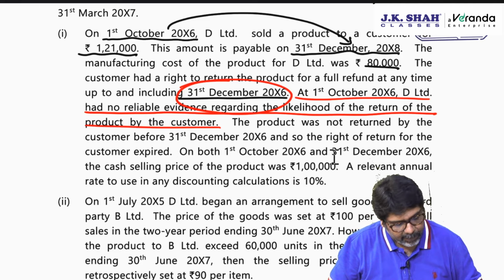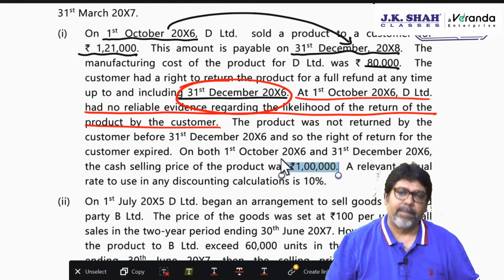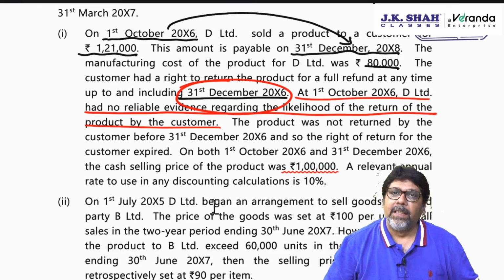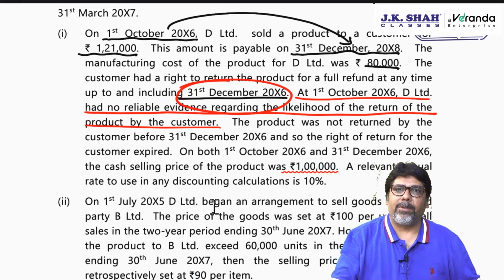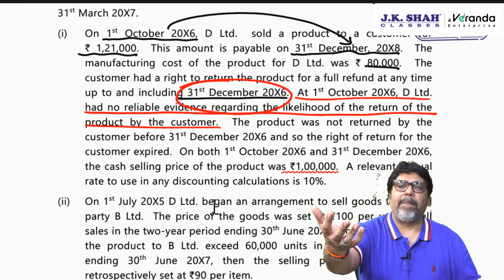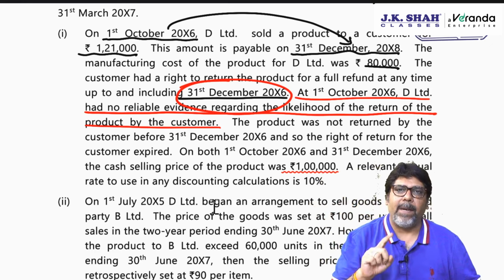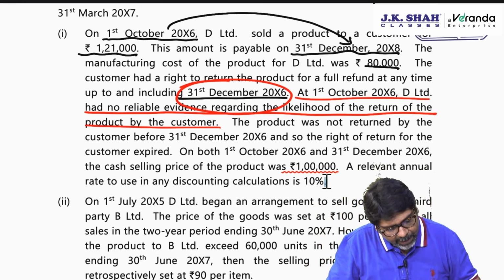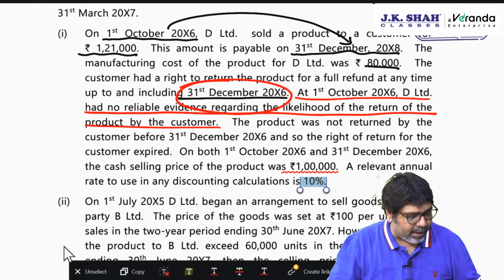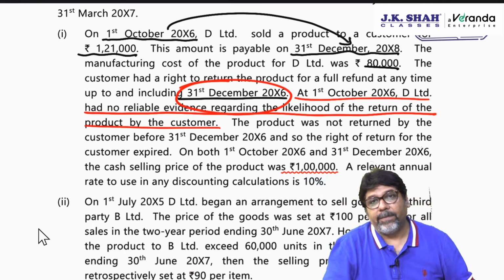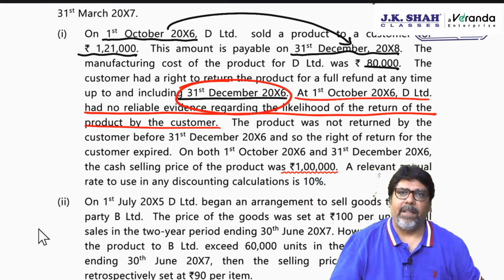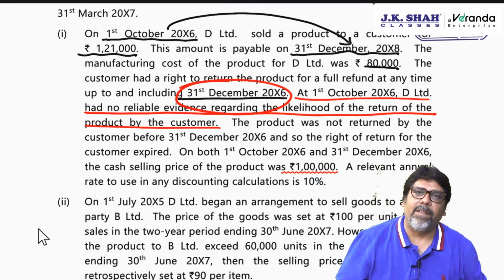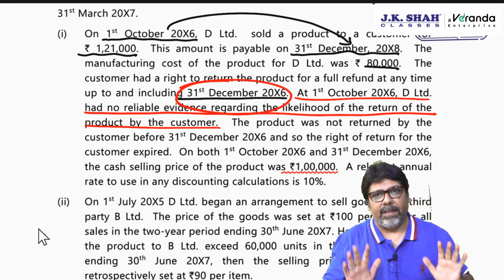The cash selling price of the product was 1 lakh. That means if you buy it today, you are supposed to pay 1 lakh. If you are making the payment after 2 years, you are supposed to pay 1,21,000. So by default, you can assume that the discounting is at 10%. So, when can they recognize revenue? They can recognize revenue on 31st of December. How much revenue? They can recognize a revenue of 1 lakh on 31st of December.